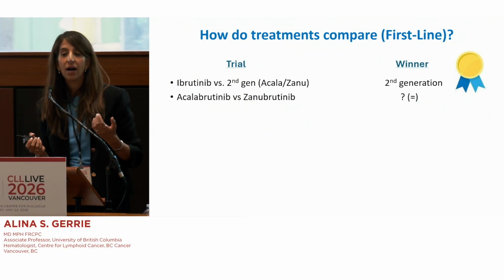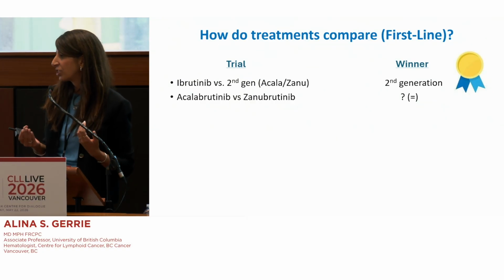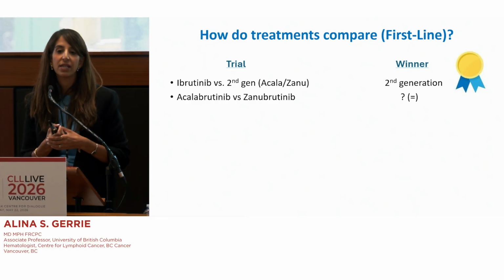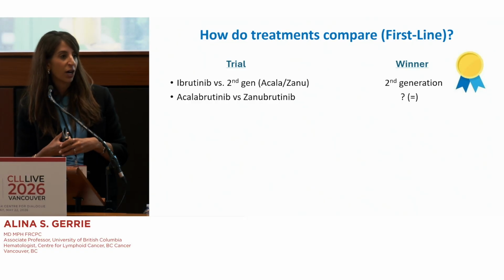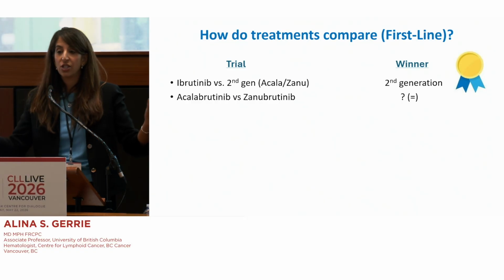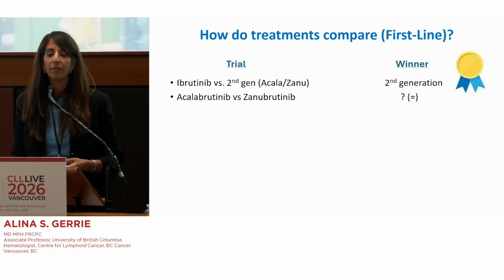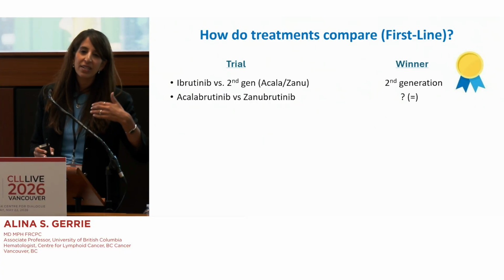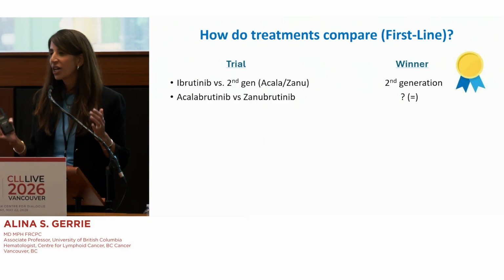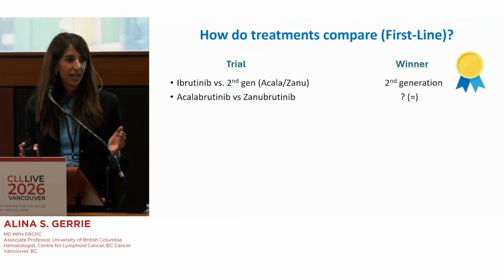There's also been what we call real-world or observational studies, and I think Dr. Scott will speak to this concept of real-world studies in his talk, but really importantly, we've just looked at the general populations, who took Acala, who took Zanu, are there differences between them? And some studies say one thing, some say the other. In general, there is no clear winner between acalabrutinib and zanubrutinib.